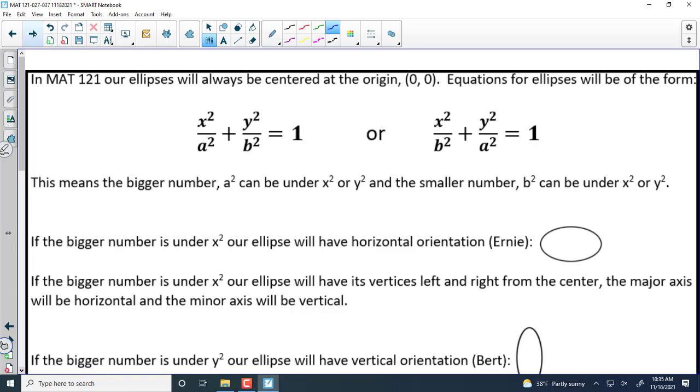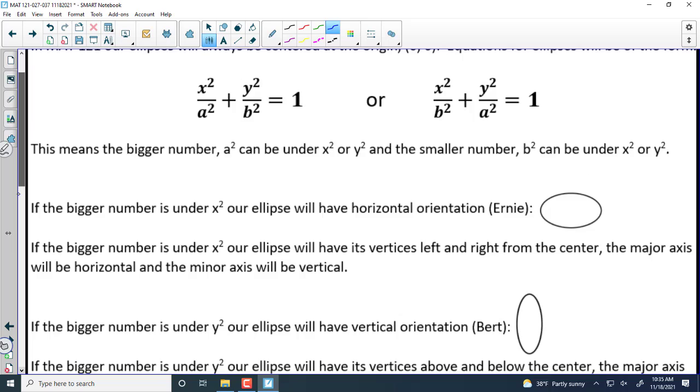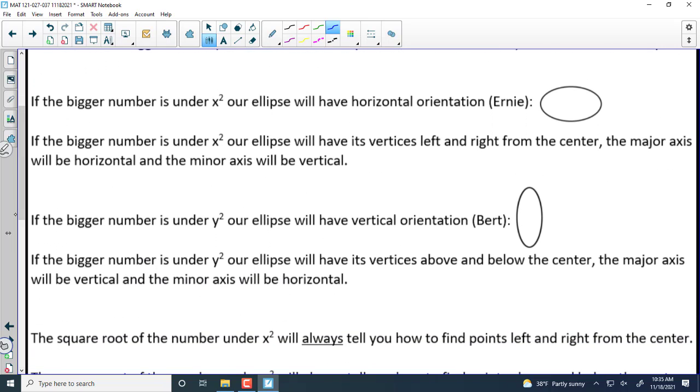So if the bigger number is under x squared, then you're going to have an ellipse that looks kind of like Ernie, like this, a horizontal ellipse. And if the bigger number is under y squared, then you're going to have one of these that's kind of a vertical ellipse, shaped like a bird. So it just depends where the bigger number is, will tell you if it's a short, fat, or a tall, skinny ellipse. But it's always the number under x squared that tells you how to move left and right, and it's always the number under y squared that tells you how to move up and down.